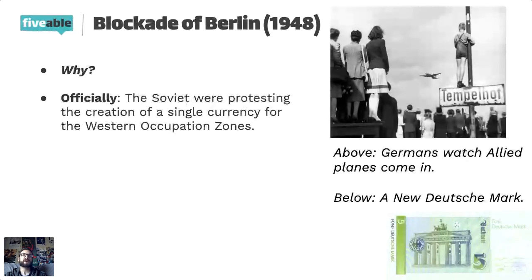So what you have to understand is during this time, the French and the British and the Americans created a new type of money to be used within all of their zones. So the British zone, the French zone, and the American zone would all have a single type of money. They called it a Deutschmark, which was the German currency up until the 1990s. Now they use the euro. A lot of other European countries use the euro, but back then it was called the Deutschmark, which just means German dollar.